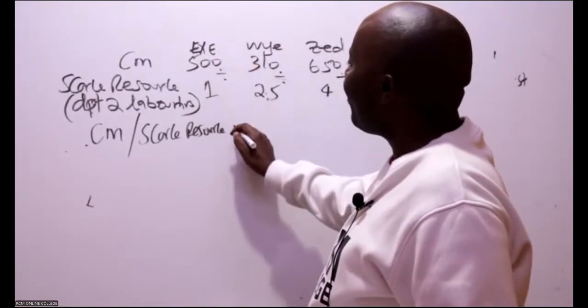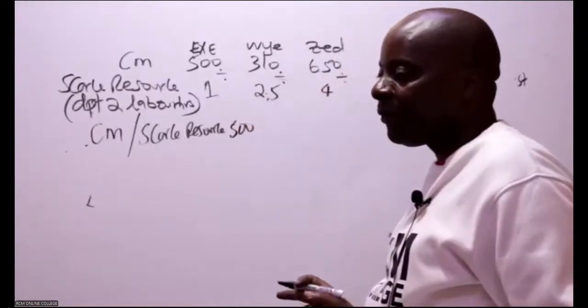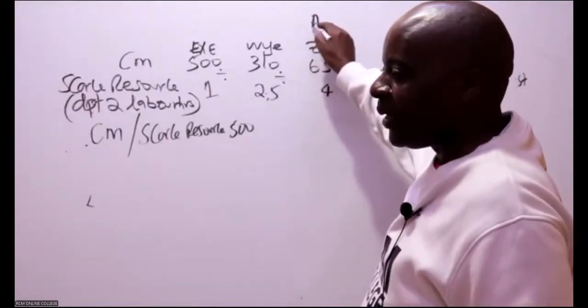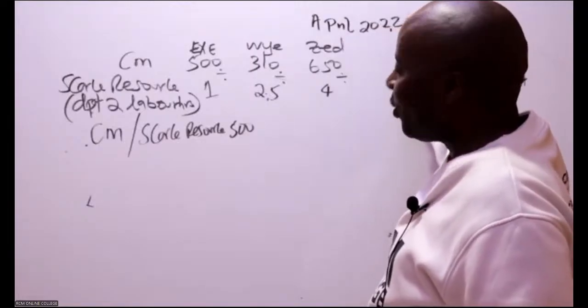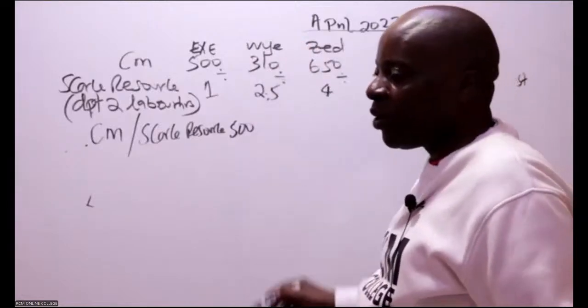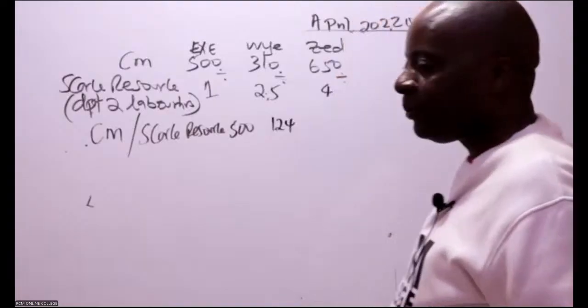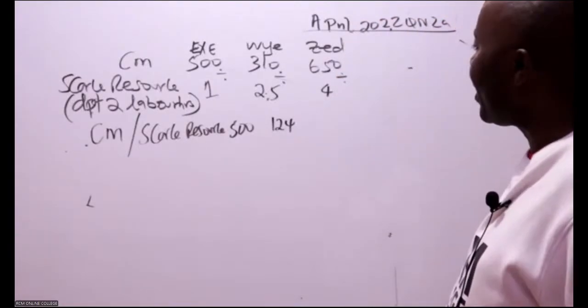So 500 divided by 1, 500. 310 divided by 2.5. I should not be rubbing, you're right. I should be writing always the question. So April 2022, question 2A. So you divide. So this one here, Y, gives us 124. 124, and then Z lastly, 162.5.